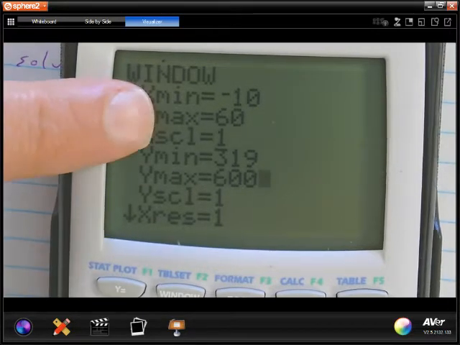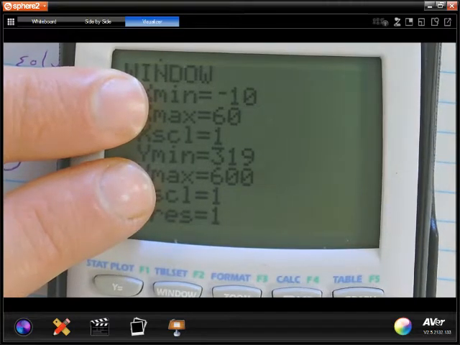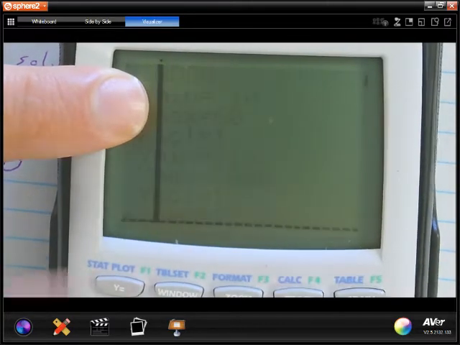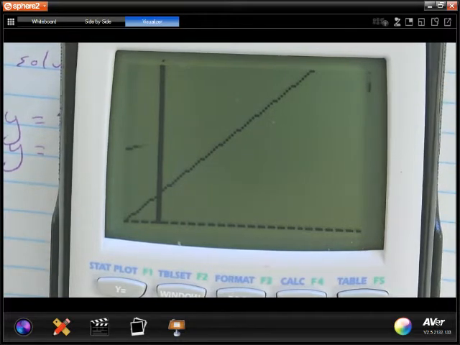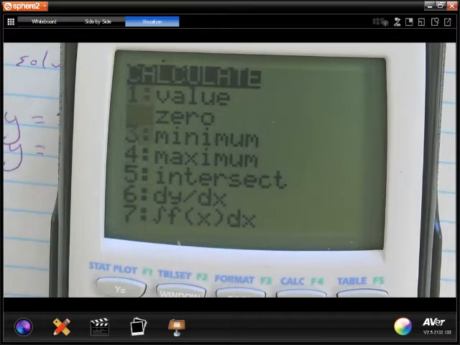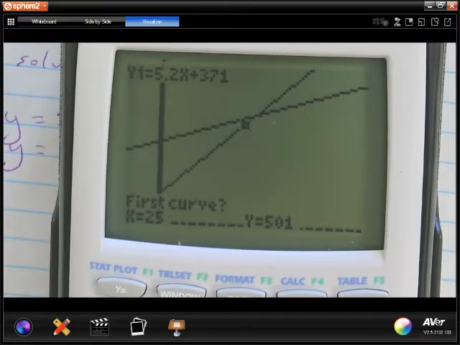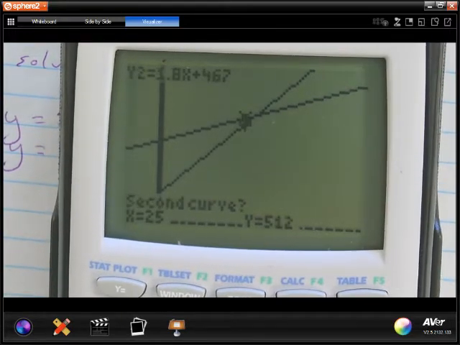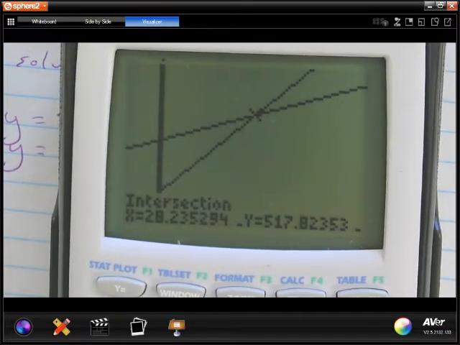All right. So change x max to 60, change y max to 600, and then go ahead and hit graph, and hopefully now we can see where the two intersect. And we can. And now we can go ahead and do our second trace and intersect. And an enter, and an enter, and an enter. All right. Did I lose anybody?